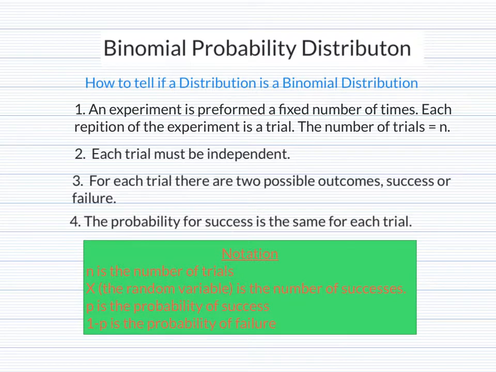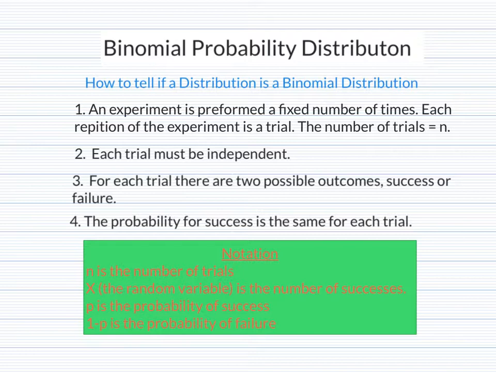So just really quick here, let's talk about some of the notation we're going to see in a binomial distribution. n is always going to be the number of trials. X is going to be the random variable, and that is the number of successes. Lowercase p is the probability of success. So that means that 1 minus p would be the probability of failure.